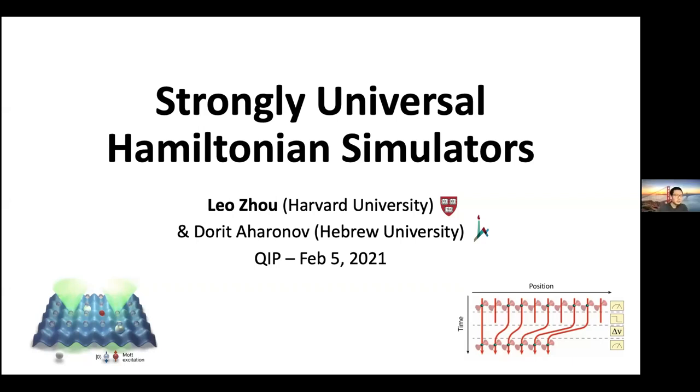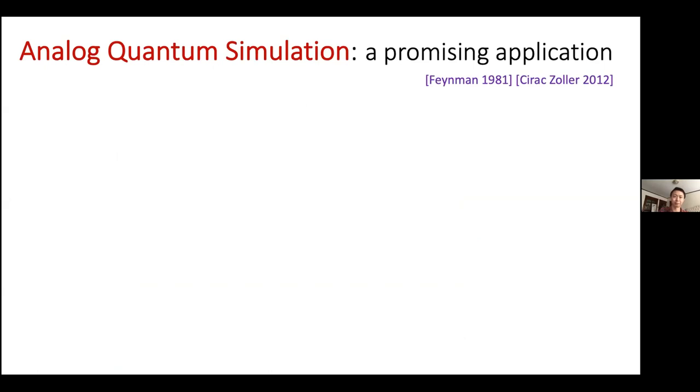So today I will talk about strongly universal Hamiltonian simulators. This work is in the context of analog quantum simulation, which is considered one of the most promising applications of quantum computers. Why, you may ask? Well, as said elegantly by Richard Feynman in the early 1980s, if you want to simulate nature, which is quantum mechanical, it's much easier to do so with a quantum device than a classical device.